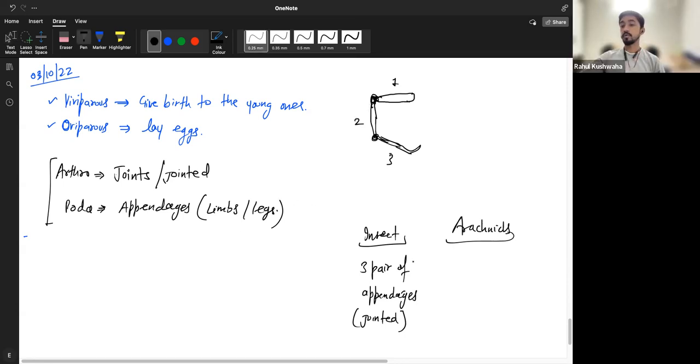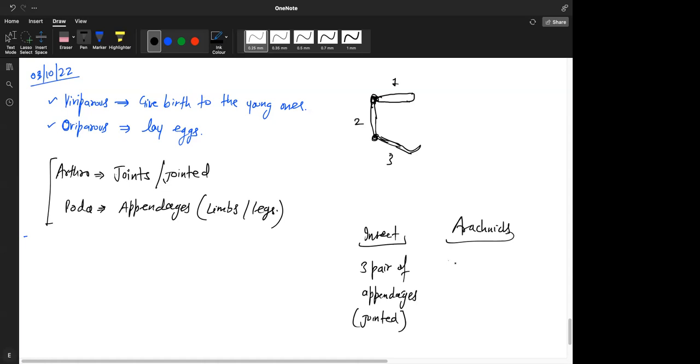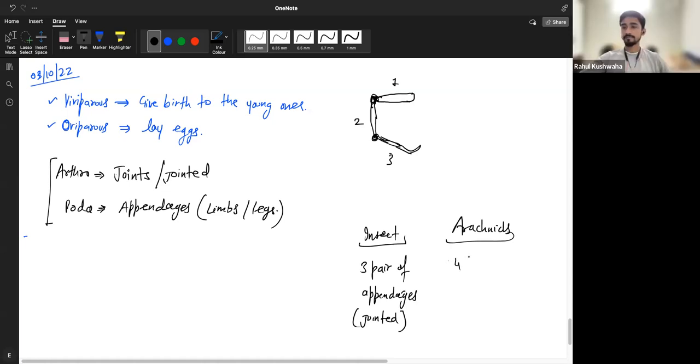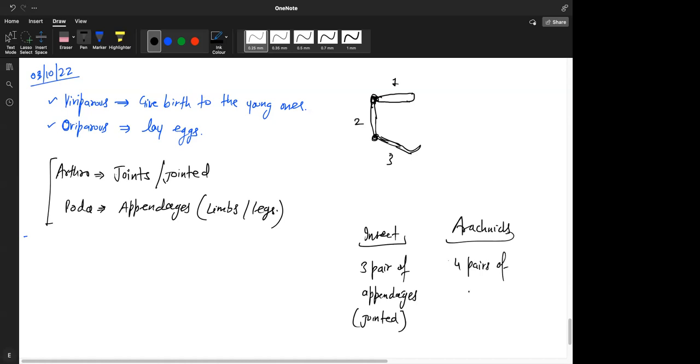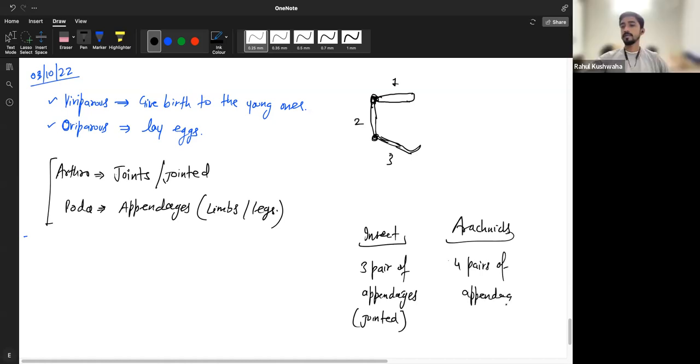So insects have three pairs, total six legs. How many do spiders have? Have you ever carefully seen the Spider-Man logo? How many legs are made in Spider-Man's logo? Around eight. Not around, exactly eight. So arachnids have four pairs of appendages, and their appendages are also jointed. That's why both arachnids and other insects are in arthropoda. But they are slightly different from each other.